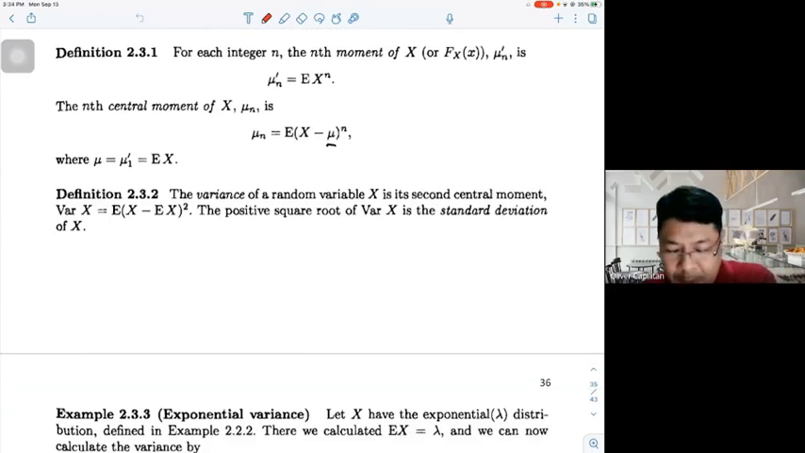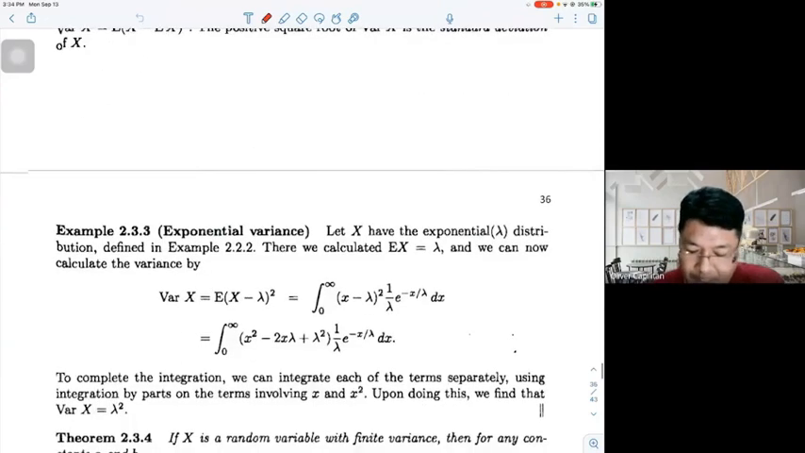Another definition, we have the variance of a random variable is actually the second central moment of our random variable x. So by definition, it's equal to the expectation of the square of the difference x minus mu, and that is equal to the variance of x. Then the positive square root of the variance of x is the standard deviation of the random variable x.